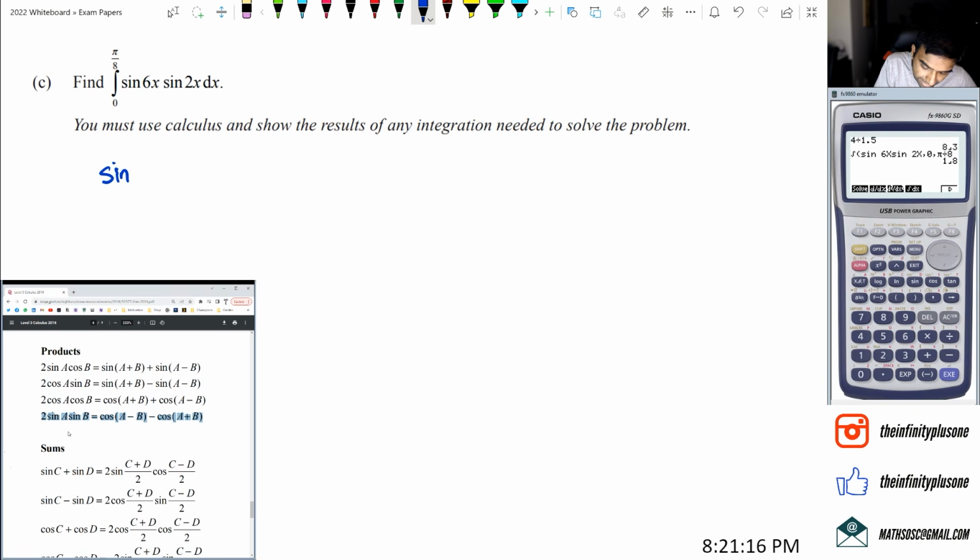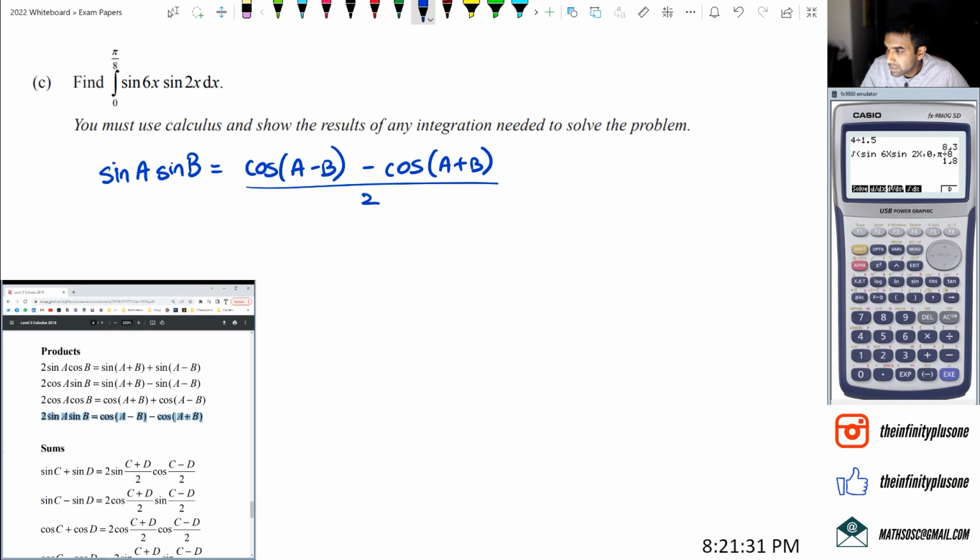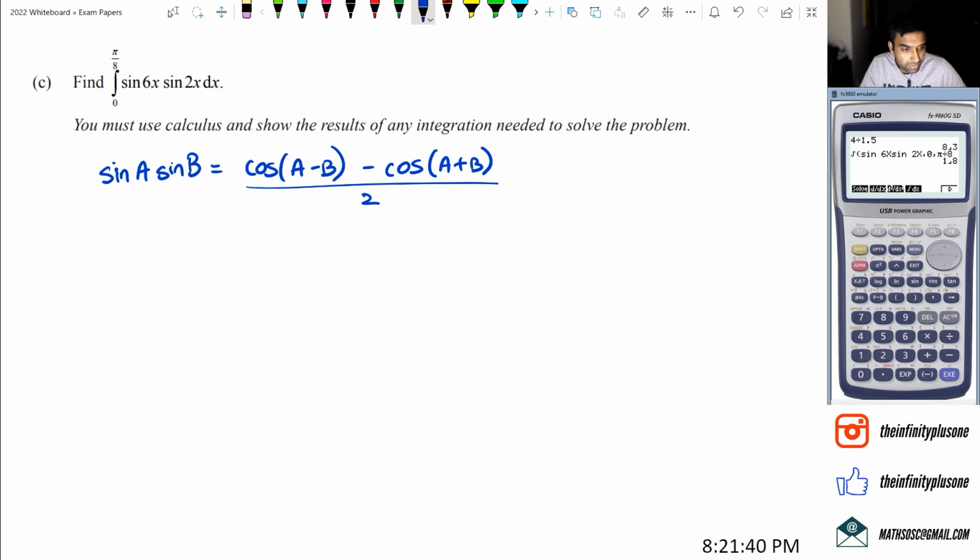So we're going to write this as sine A sine B equals cos A minus B minus cos A plus B, and everything is now going to be divided by 2, because all I've done is I've taken this 2 here and brought it across to the denominator there. Cool. So now that's done, let's get rid of this. Yep, that's better. So with that in mind, I'm going to start doing the substitution of A and B first. I'm not integrating yet. I'm just substituting A and B. So in this case, I know that A is equal to 6x and B is equal to 2x.